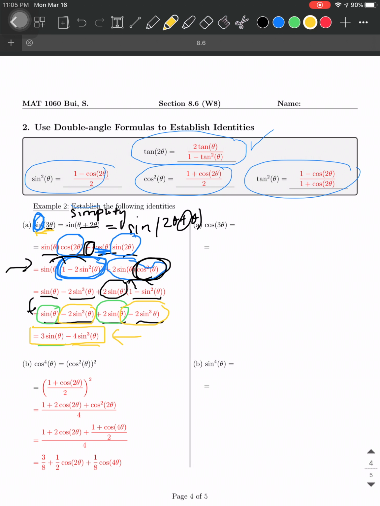Just a quick heads up for the example that you're going to do to turn in. It has cosine, right? So for your final answer, it should have something with only cosine.